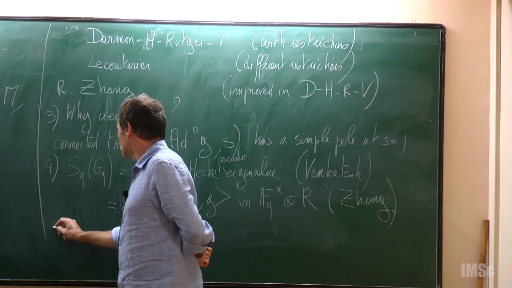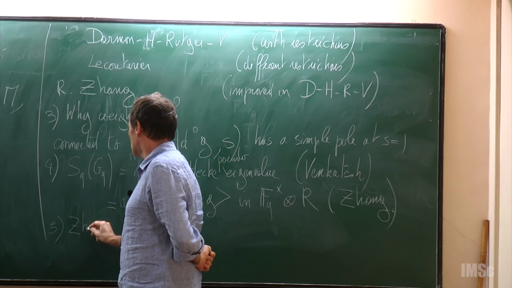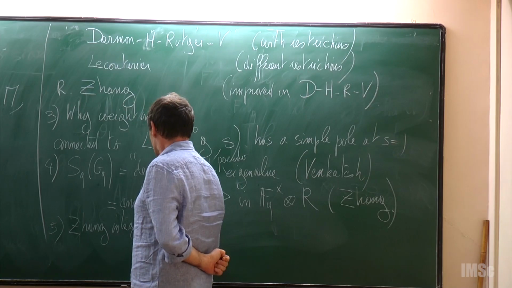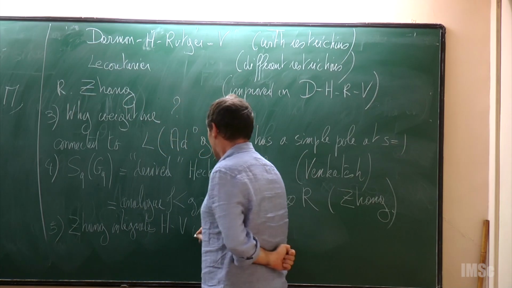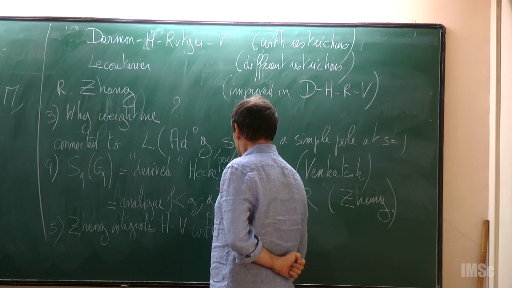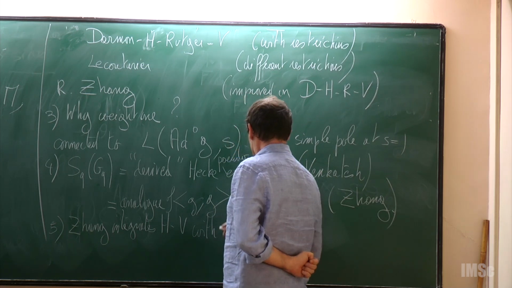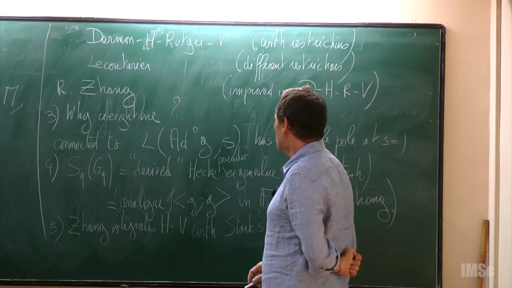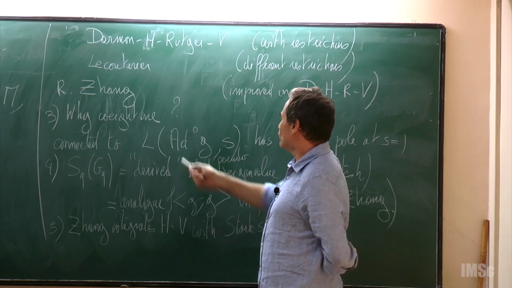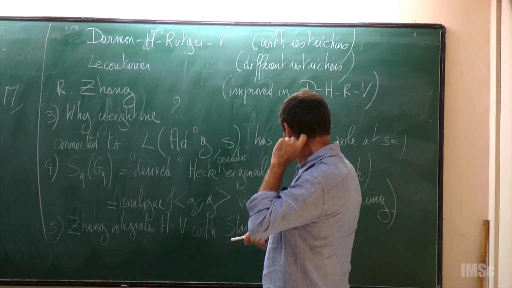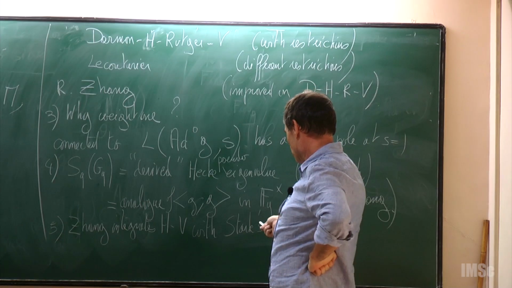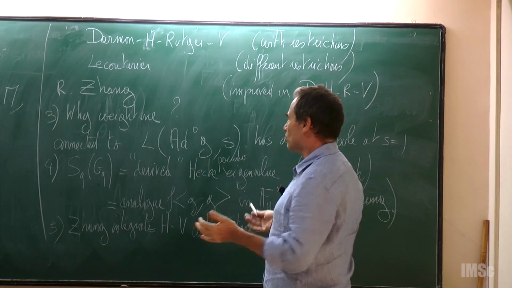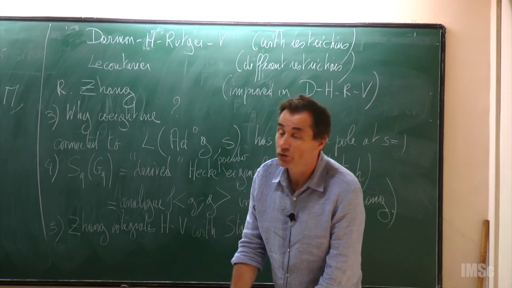Okay, so 5. Zhang integrates Harris-Venkatesh with the Stark conjecture. Stark's conjecture is about the value of this L function at S equals 0, or S equals 1, same thing by functional equation. So this is an Archimedean conjecture, and Harris-Venkatesh is non-Archimedean, but Zhang managed to put them under the same roof.